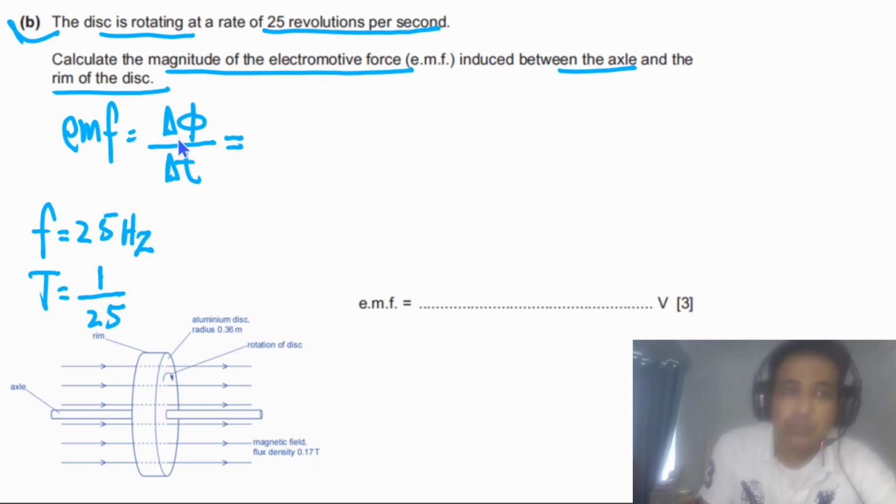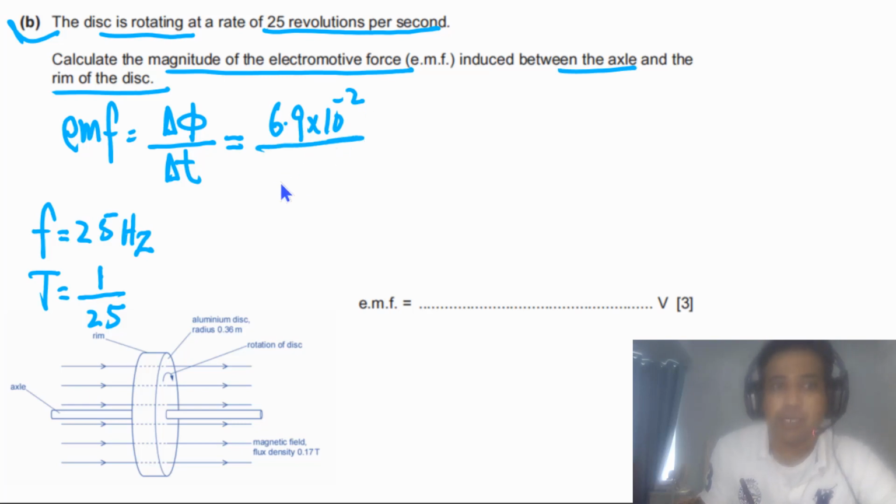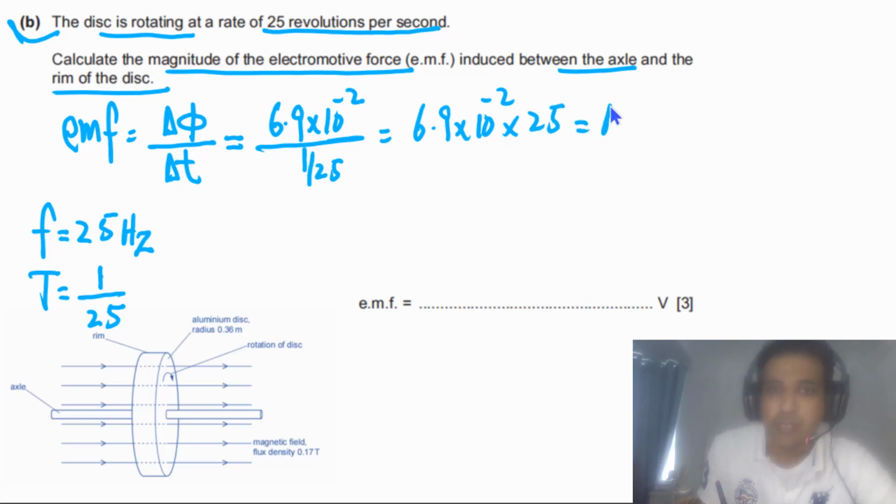Flux passing through the disk, we already have, that was 6.9 times 10 to minus 2, we have calculated in the previous part. And the time we have, this is 1 over 25. So if we simplify, we will get 6.9 times 10 to minus 2 multiplied by 25. If we solve this one, we will get 1.7 volts. So this is the EMF induced between the axle and rim of the disc.